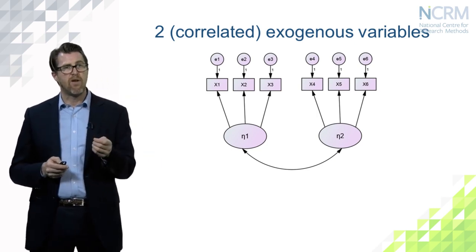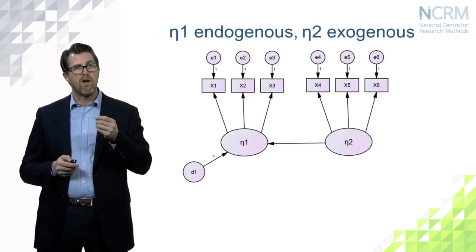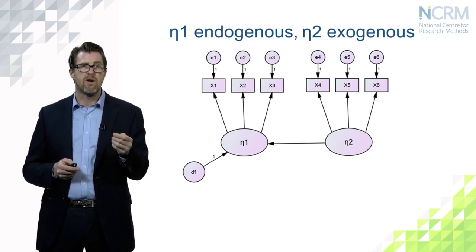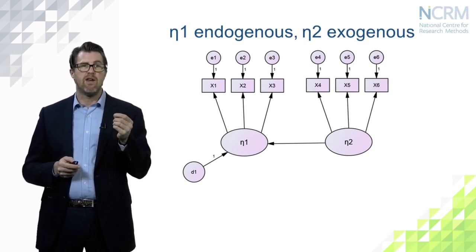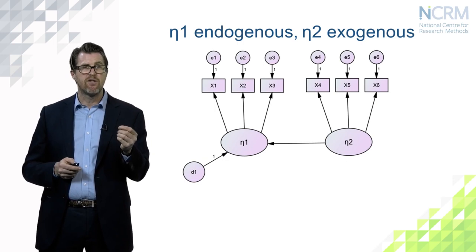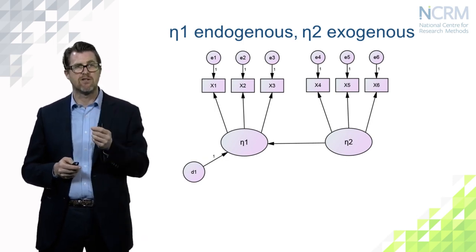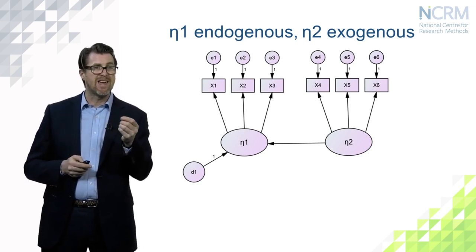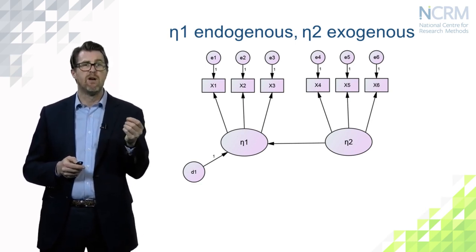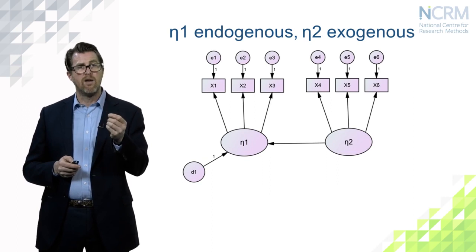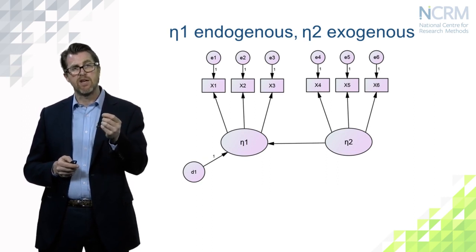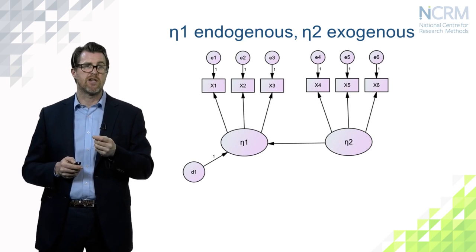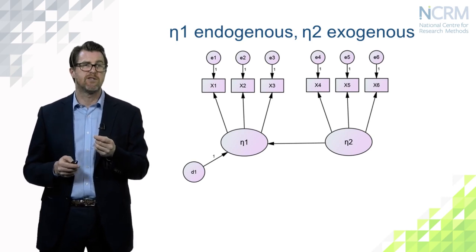Again, we've seen this path diagram. We've got a new distinction that we can apply to it now, though: eta 1 is endogenous and eta 2 is exogenous. Eta 2 doesn't have any direct paths going into it. It doesn't have an error term, whereas eta 1 has an error term pointing into it because it's got a directional path running from eta 2.